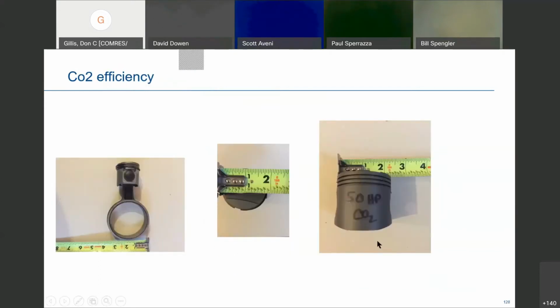Okay, here's some pictures I took yesterday of a piston I have here at the house. I measured it out. You can see this is for a 50 horsepower CO2 system. You can see how wide it is. You can see the connecting rod, how large this is. The shaft's still large, but the piston of the CO2, because of the efficiency, is very, very small.